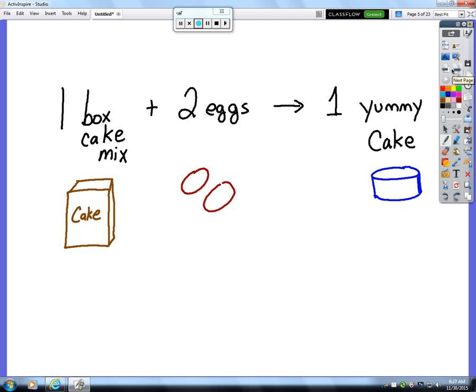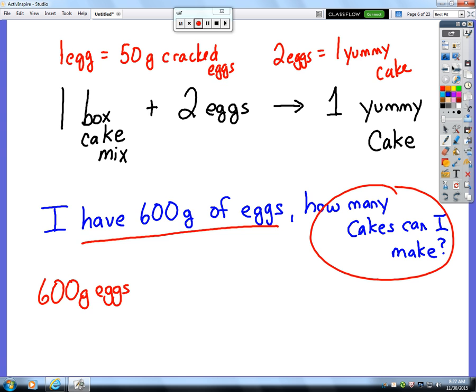Let's try another one. Okay. Now, what do I know? I know if I have 600 grams of eggs, I want to look and see how many cakes I can make. So I've underlined my 600 grams right here, and I've circled how many cakes, yummy cakes. And I'm going to use 2 of my equivalencies. I know that 1 egg equals 50 grams of cracked eggs, and I have 2 eggs equals 1 yummy cake.